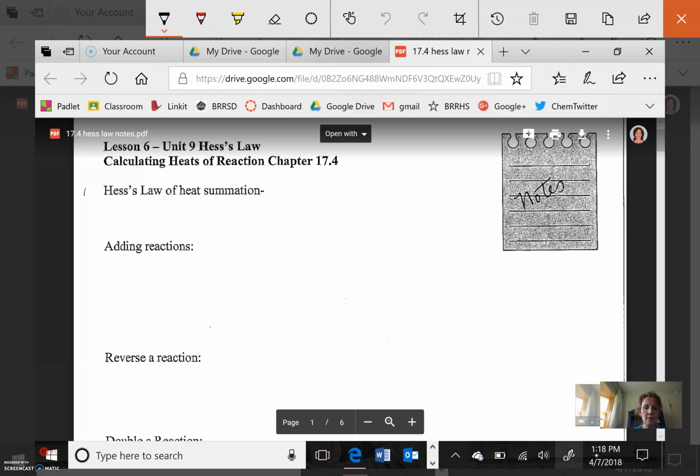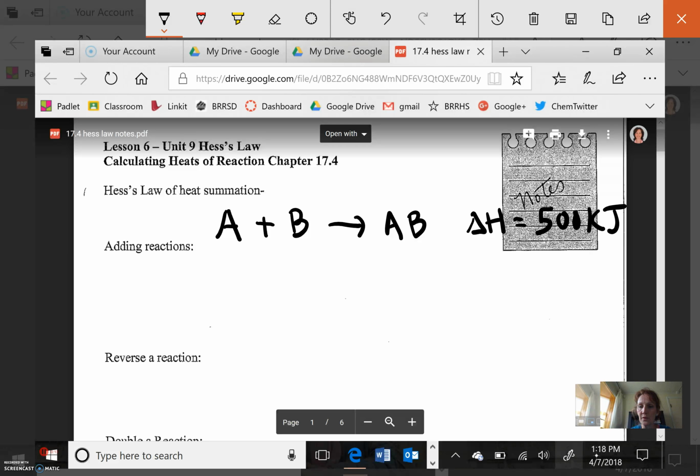You know that this is a reaction. And often we know the enthalpy or heat of reaction. Let's just say it's 500 kilojoules. We'll call this reaction 1, and let's say we have reaction 2.